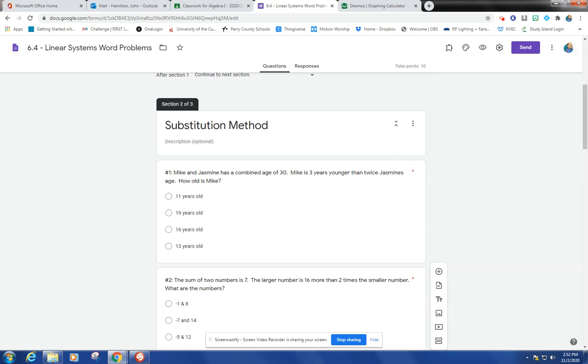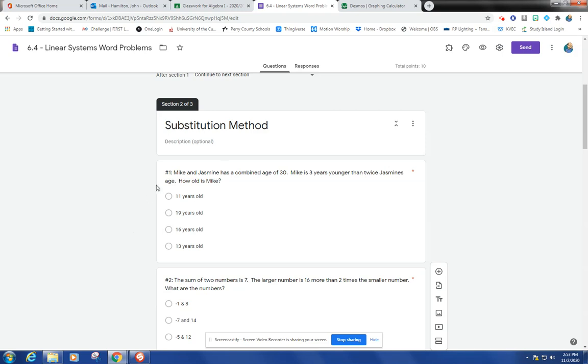It says Mike and Jasmine have a combined age of 30. Mike is 3 years younger than twice Jasmine's age. How old is Mike? Okay, I want to read that one more time. It says Mike and Jasmine have a combined age of 30. Mike is 3 years younger than twice Jasmine's age. How old is Mike? So we're looking for how old Mike is, and it gives us some pieces of information, okay? So I'm going to kind of bounce back and forth between the document camera and this just to give you an idea of what we can do to try to set this up, and then how we can also solve it as well.